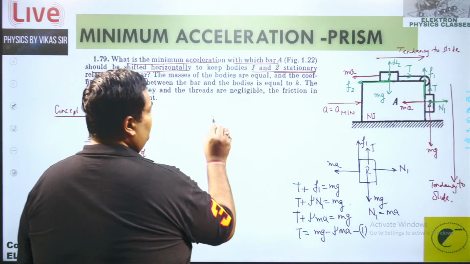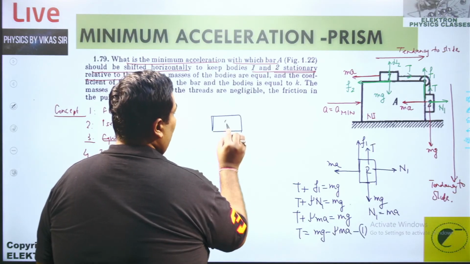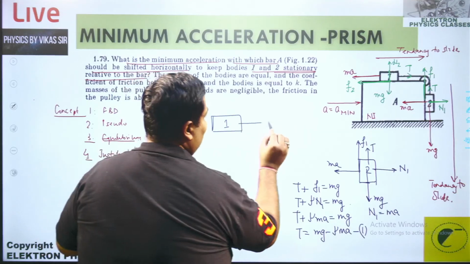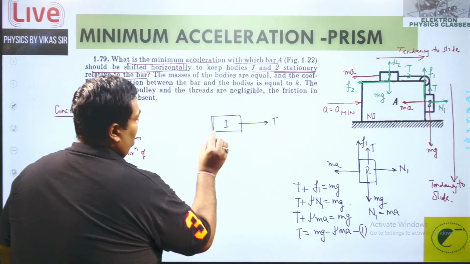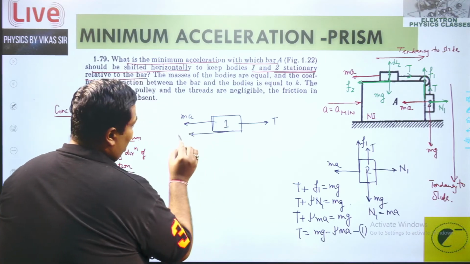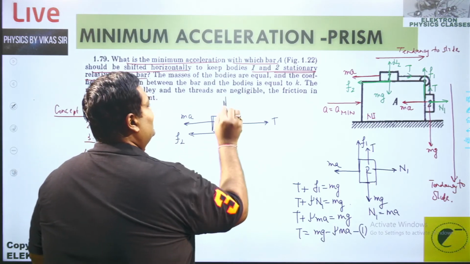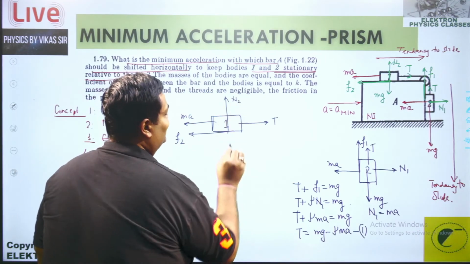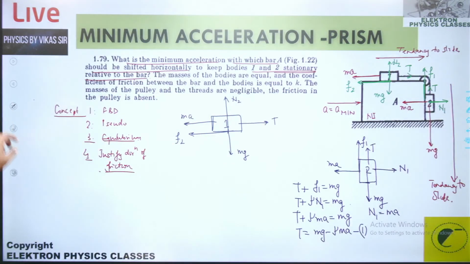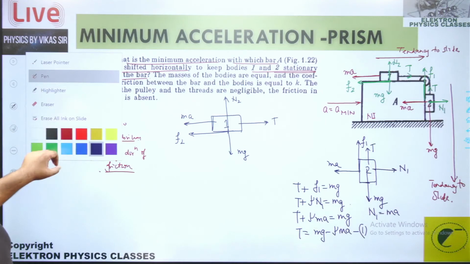And on a similar note, from the bar 1, free body for this: there is a tensile force here. There is the pseudo force here. There is a friction F2 here. There is a normal here. And there is an mg here. So too many forces. But the solution isn't that difficult, my friend.